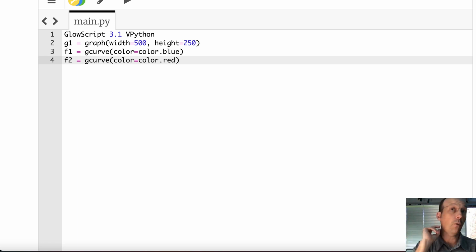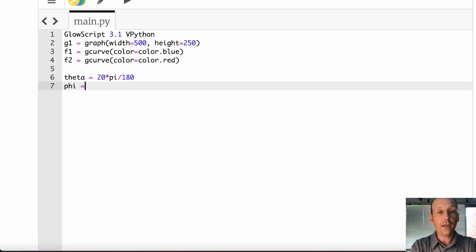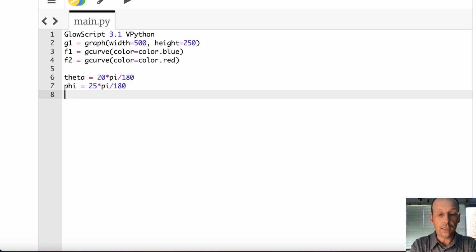I'm going to do that one time, and then I'm going to plot it a whole bunch of times. And that's why I left that graph blank. So let's do f2 as the slope. I need to pick some values here. Theta equals 20 degrees. I'm just picking stuff. I need to convert that to radians. Phi is equal to, let's say, 25 degrees. I need initial velocity. v0 equals 5.